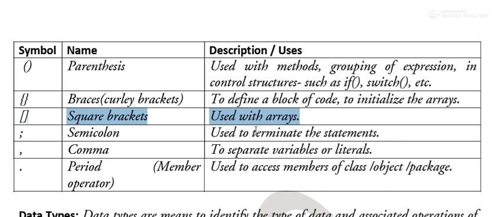Semicolon is used to terminate the statement. Comma is used to separate the variables, and dot is a member operator. For example, System.out.println. Here the dot represents that println is a method of System.out.